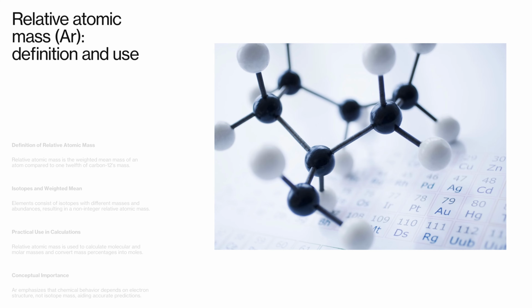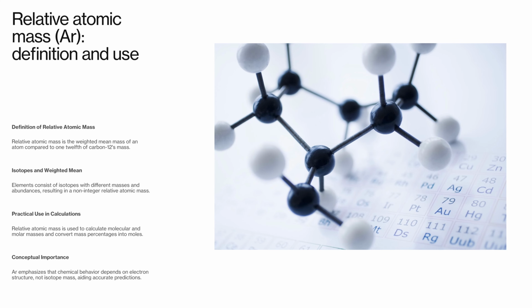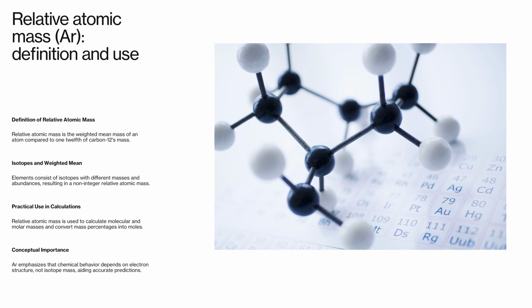Relative atomic mass, Ar, is defined as the weighted mean mass of an atom of an element compared with 1/12 of the mass of a carbon-12 atom. The term weighted mean is crucial because most elements exist as mixtures of isotopes, each with a different mass and natural abundance. Molar mass is the mass of 1 mole of a substance.